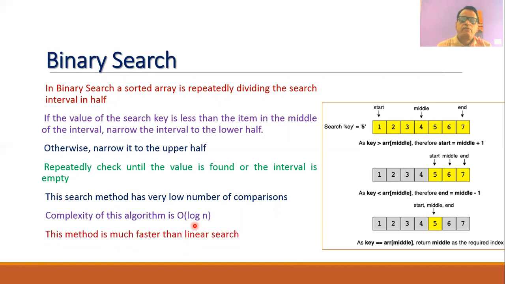Also, since the number of comparisons is very low, one can easily find that this method is much faster than the linear search. Only if the list itself is very short, then we may not get any advantage of the binary search. But if the list is very large, then this method is always much faster than the linear search.